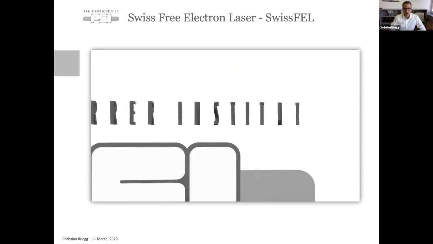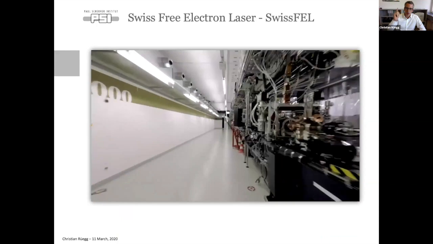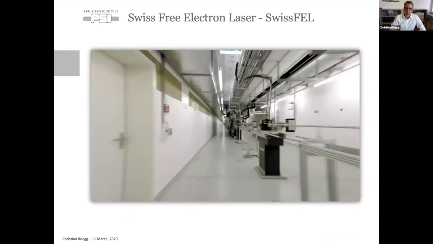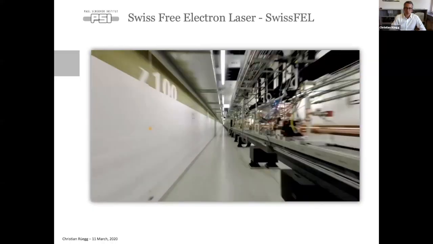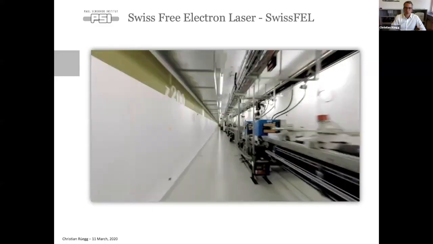So if you start from the ion source, you go along 750 meters, the electrons, you do in bunches.